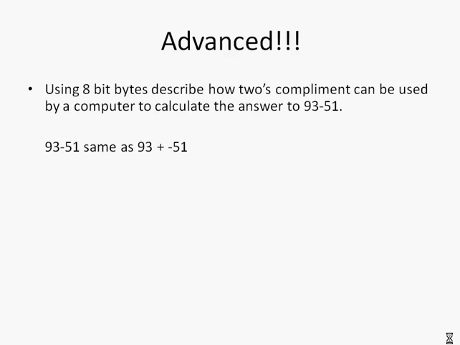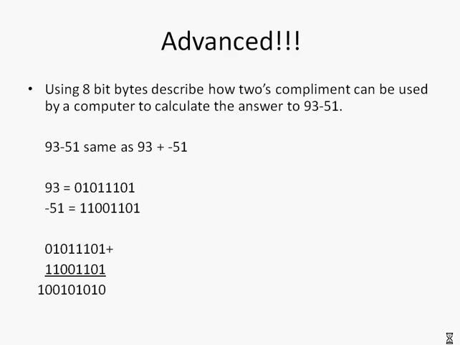How are we going to show this? Well, you might tell the examiner that 93 minus 51 is the same as 93 plus minus 51, and then you'd show the binary equivalent of 93. You'd show the 2's complement equivalent of minus 51, so you'd have to go through that process that we've just looked at of converting 51 into binary, put it into 1's complement, and then put it into 2's complement. Then you'd add those two binary values together, the binary equivalent of 93 and the 2's complement equivalent of minus 51.